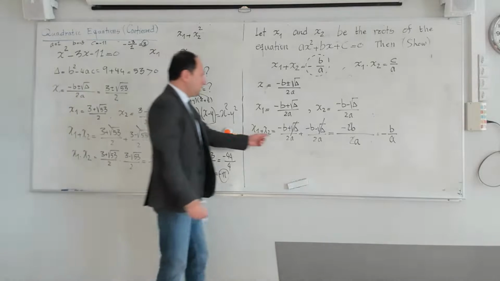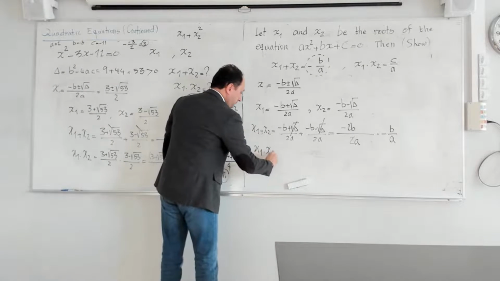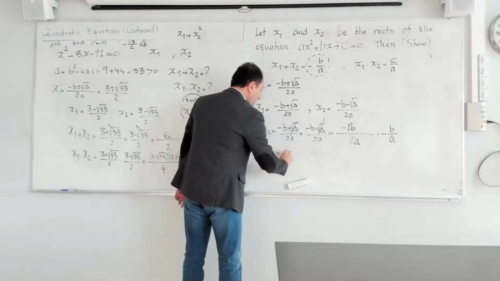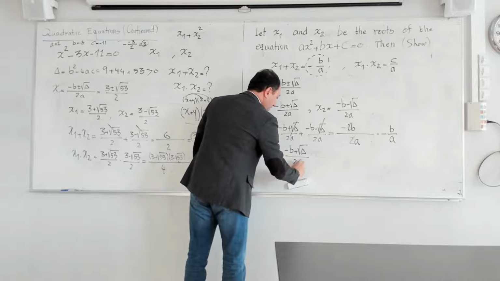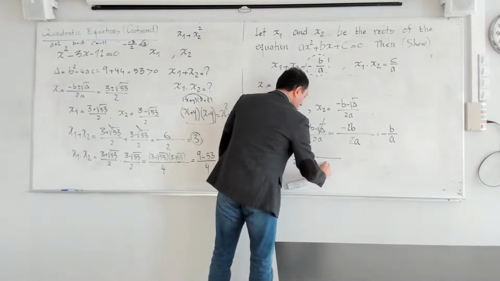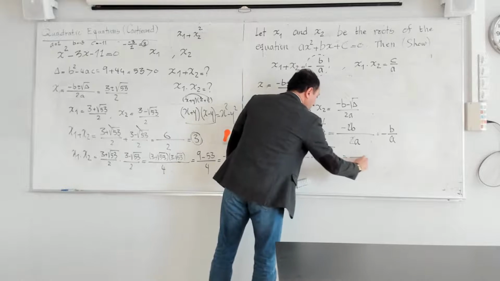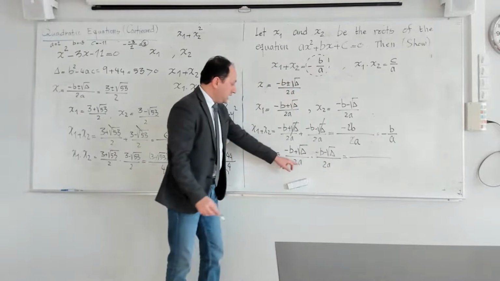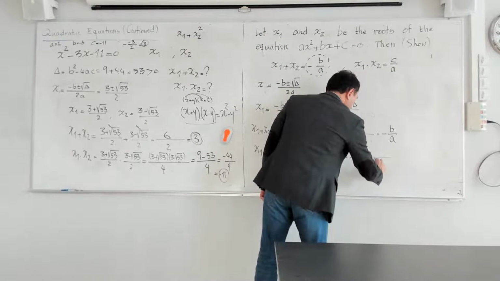And now let me do the harder part. Let me multiply them. So here I multiply these two, but the methodology is actually exactly the same. The strategy is the same. Okay, so what happens in the denominator? 2a times 2a becomes 4a squared.